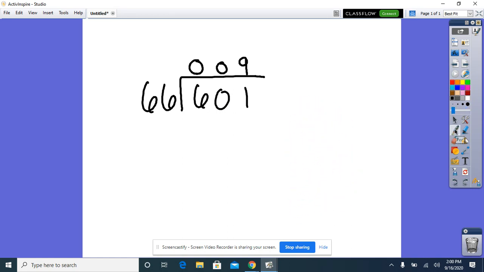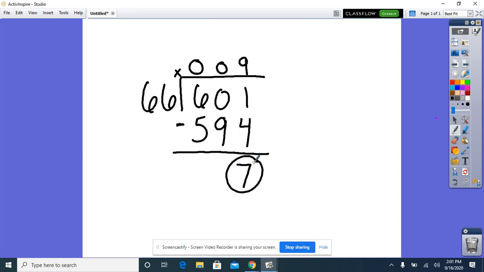So we did our divide part. After we divide, we need to multiply. So 9 times 66, which we just did over here, is going to be 594. Then our next step is to subtract. 601 minus 594 is 7. I don't have anything to bring down, so my remainder would be 7. So my answer would be 9, remainder 7.